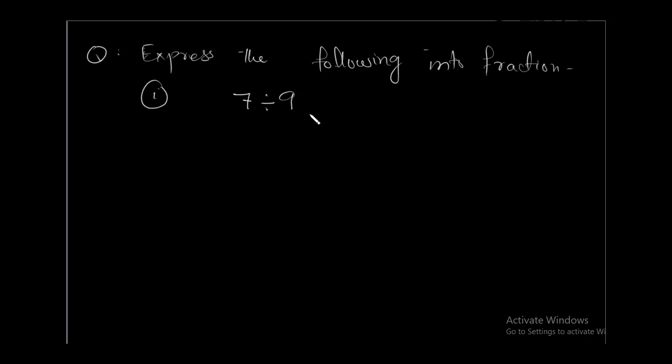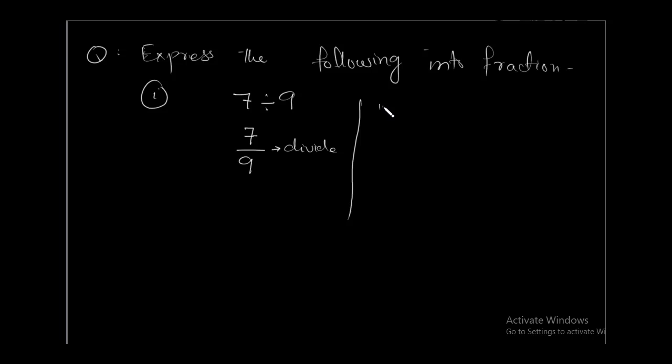So when we get this type of question like 7 divided by 9, I can write this in the form of 7/9. The first number will be written on top of this line. This always represents the division or divide sign. The first number is written on top of the line, while the second number is written below the line. The above number is called the numerator and the below number is called the denominator.